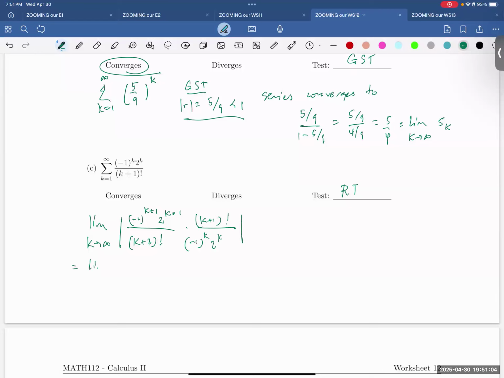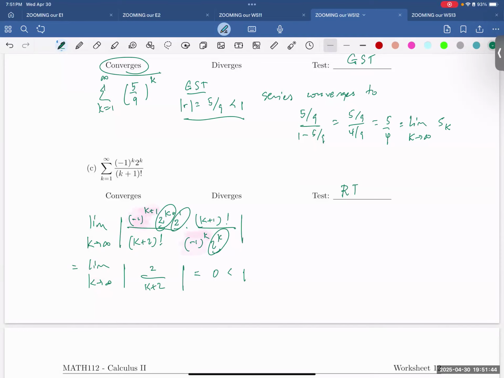And then some things cancel. So limit as k goes to infinity, the negative 1 pieces, whether they're 1 or negative 1, as k ranges from 0 or 1 to infinity, those negative ones or positive ones stay 1 because of the absolute value bars. If we reduce the 2 to the k, this leaves us with a 2 right there. So we're going to have a 2 over, if you reduce k plus 1 factorial with k plus 2 factorial, it just leaves us with k plus 2. This limit is 0, and that's less than 1.